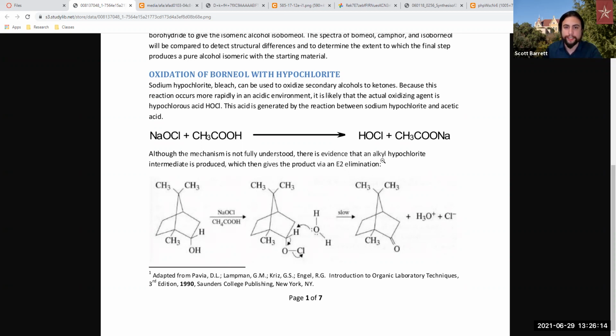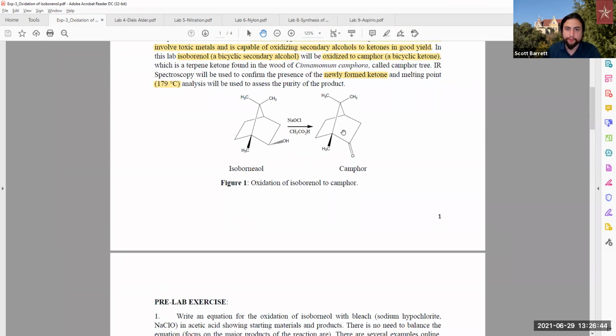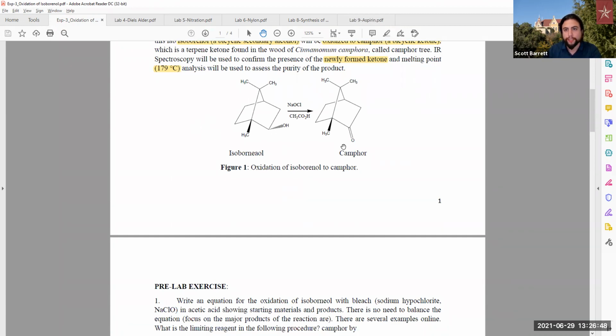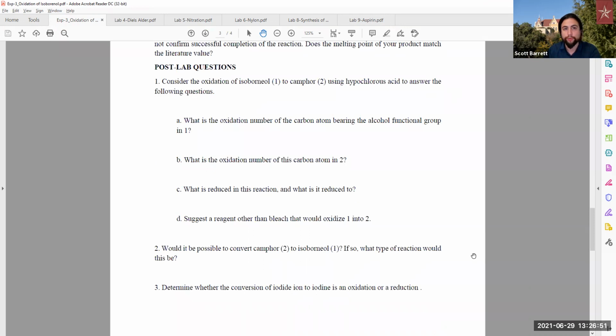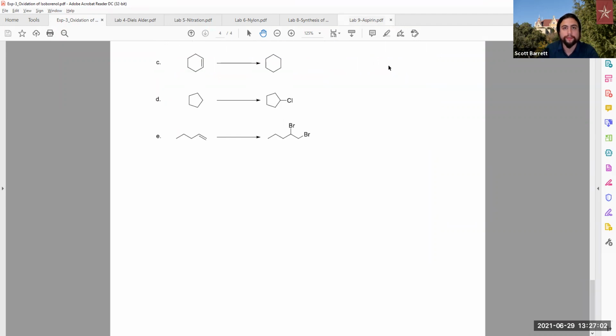So just remember that this reaction is an E2 elimination. The main action, firstly, is that the hypochlorous acid will allow the chlorine to come in and bind onto the oxygen, followed by the water's deprotonation here to donate the electrons up and create the ketone and give off the chlorine. So coming back over to our lab manual, you want to make sure to know the relative IR spectra from the starting material, the isoborneol, and then camphor, the product, the ketone, so know the differences between the alcohol and the ketone. And additionally, come down and review your post-lab questions and make sure that you understand how to look at the oxidation numbers with regards to oxidizing or reducing any of these products.